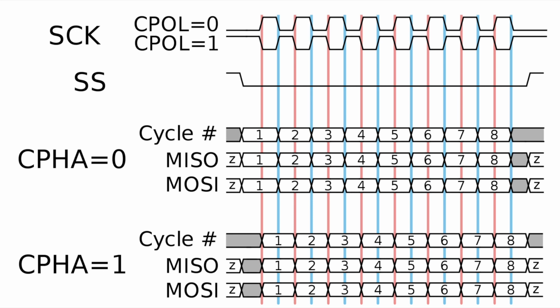SPI has multiple different modes, and each mode uses a different signaling arrangement. The devices that I use, my video card and the SD card, both use mode 0. And in mode 0, the clock signal idles low, and the transfer happens on the rising edge of the clock. Other modes have the clock idle high, or have transfers happening on the falling edge. And you can see here, this timing diagram is taken from Wikipedia, and it shows how these 2 parameters play in the different kinds of modes. But my software just supports mode 0 because that's all I've needed for my devices.